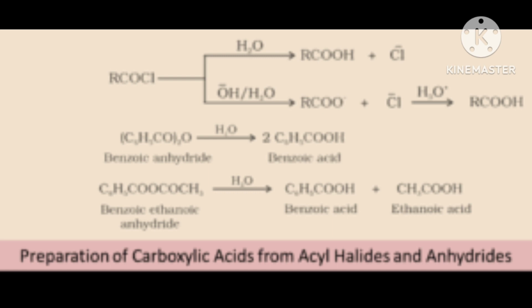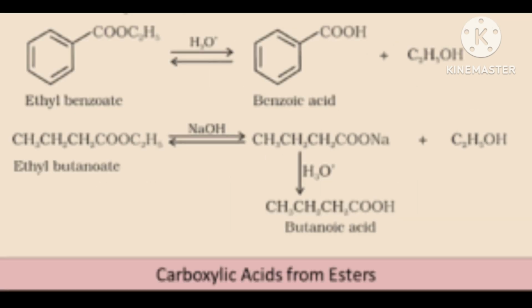Now this will give, on hydrolysis, benzoic acid plus ethyl alcohol. Very easy method, because in C double O, one is a double bond, the other is a single bond. Correct? Then the single bond between O and C2H5, which is attached to the C double O, that bond will break.